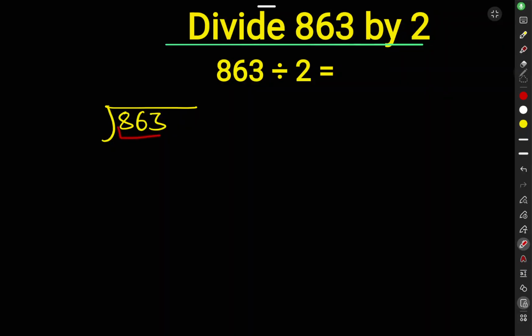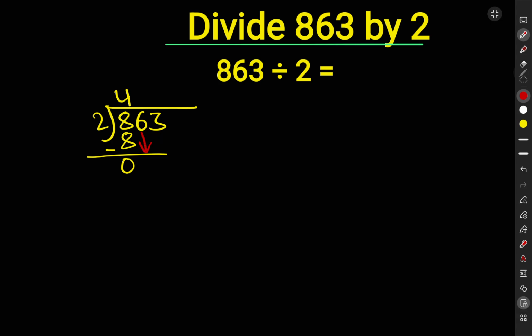Divide 863 by 2 in long division method. So 2 times 4 is 8. On subtracting we get 0.